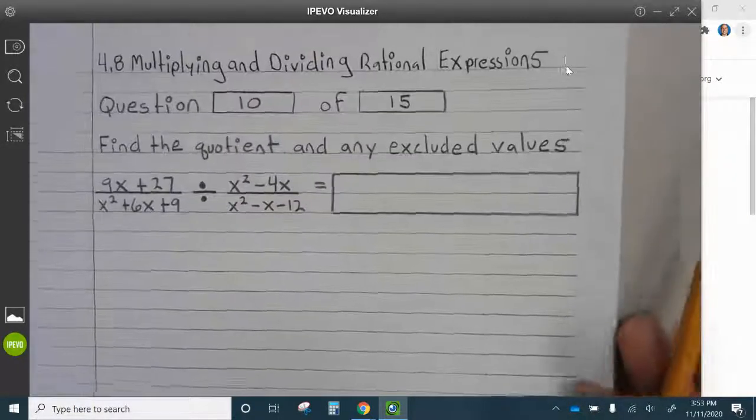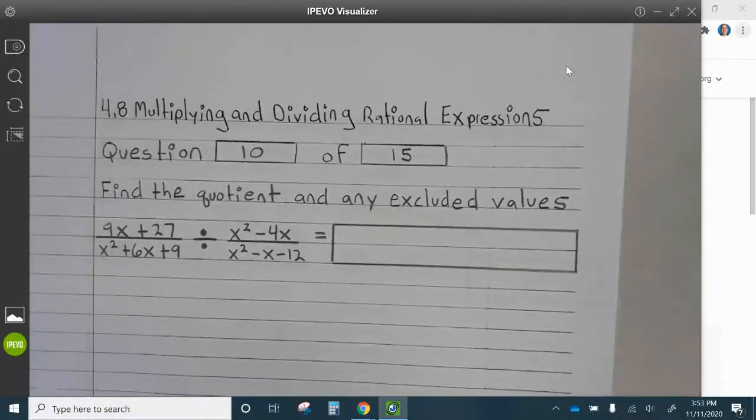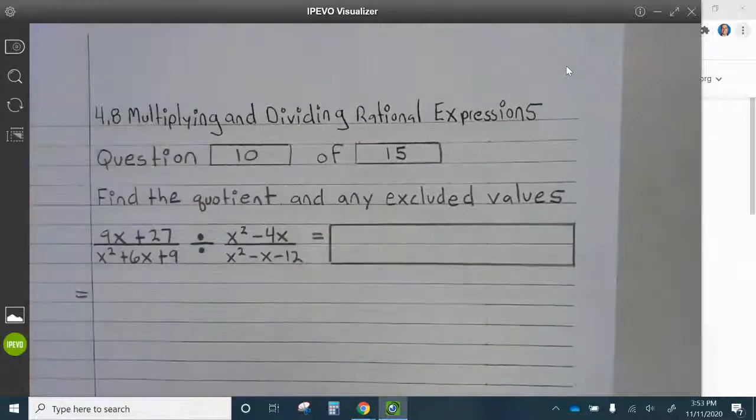All right. Question 10 of 15. Find the quotient and any excluded values. Okay. All right. So we need to multiply by the reciprocal.